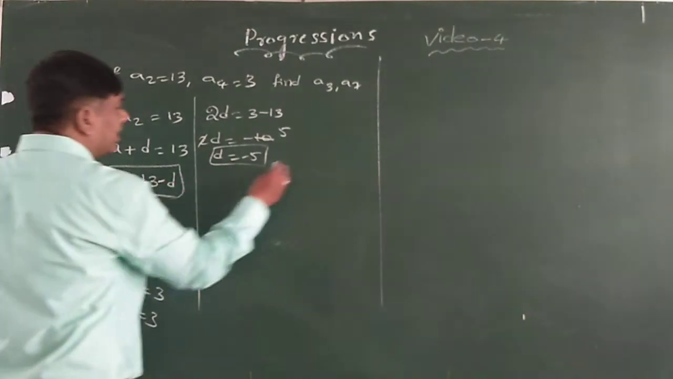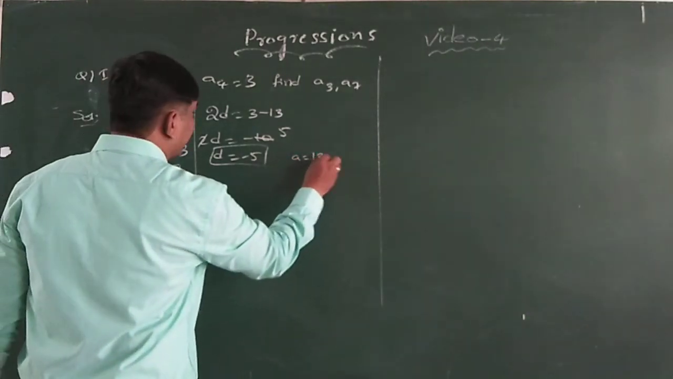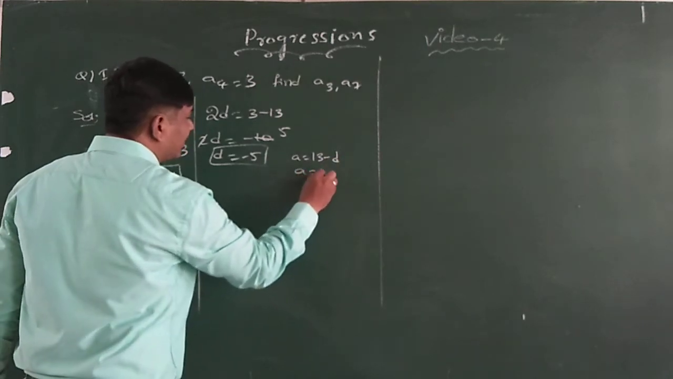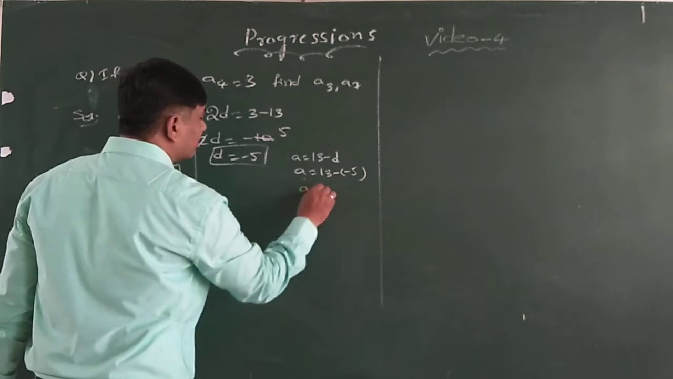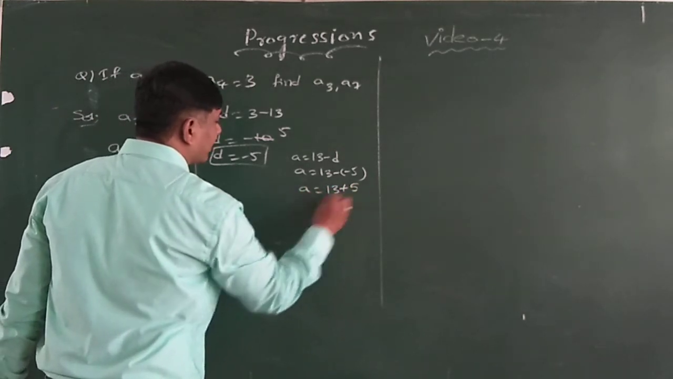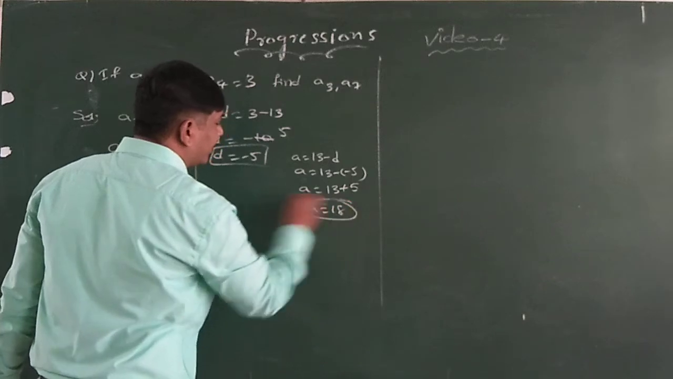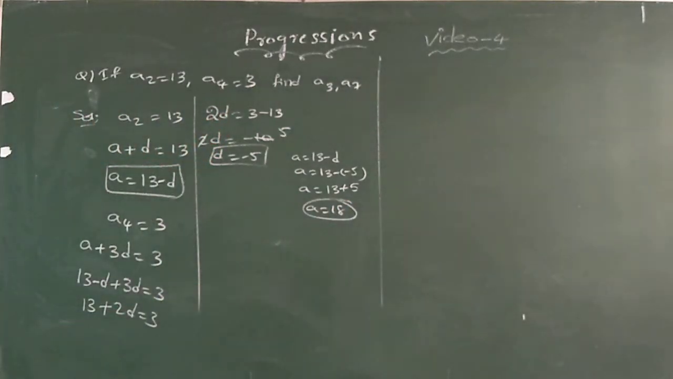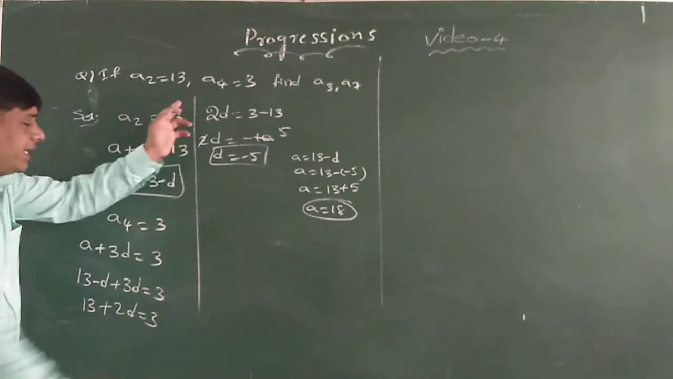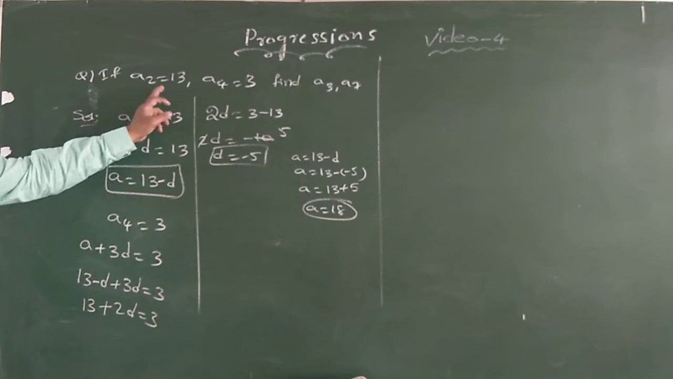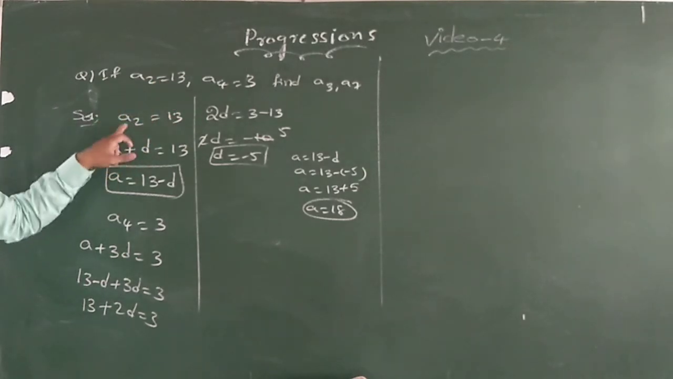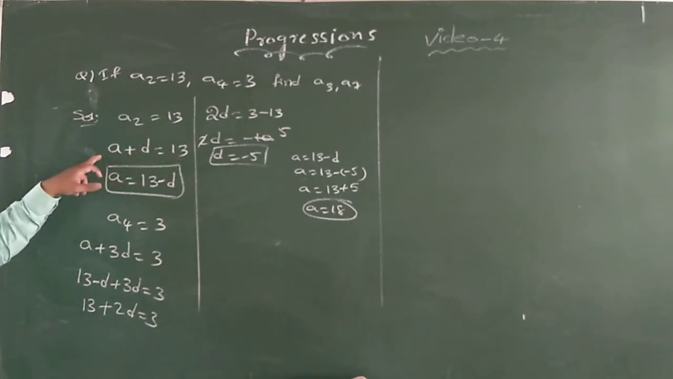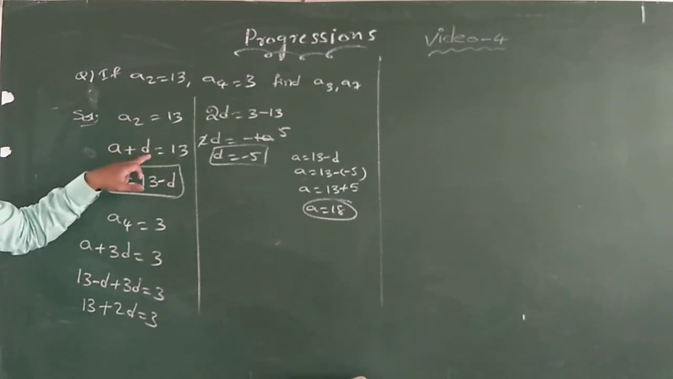Now already A is equal to 13 minus D, going to substitute that. A is equal to 13 minus of minus 5. A is equal to 13 plus 5. A is equal to 18. See here, A2 is equal to 13, which means the second term of AP is 13. The second term can be written as A plus D is equal to 13.